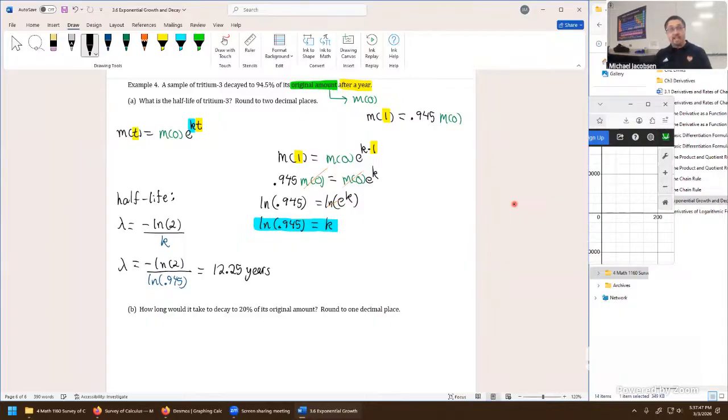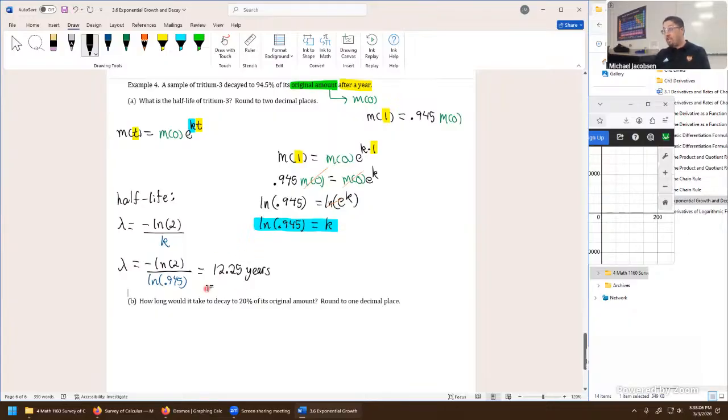So altogether, it's saying if 94.5% of its original amount exists after 1 year, it's decayed to that amount, that implies immediately its half-life is 12.25 years approximately. We'll use this approximate value here for the half-life, or rather, we'll just use the k value here in its exact form to now address part B.